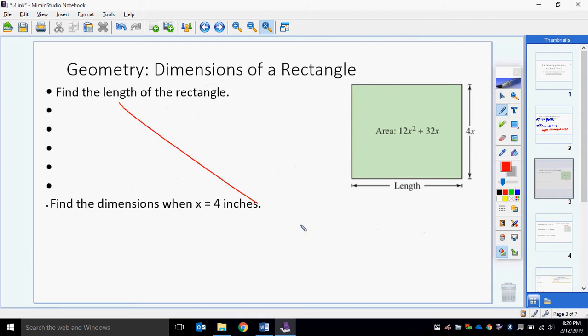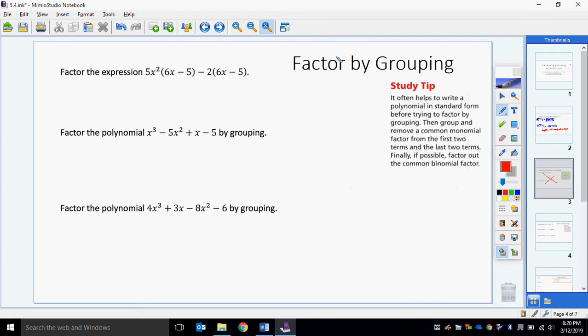And for time purposes, I'm going to skip this and go to factoring by grouping. Now this polynomial here, it's got 2 terms. It's actually a binomial. This is one term, and this is another.